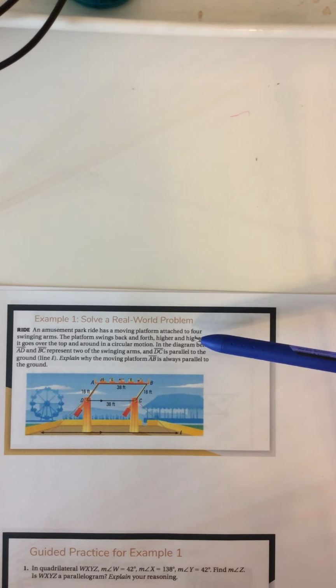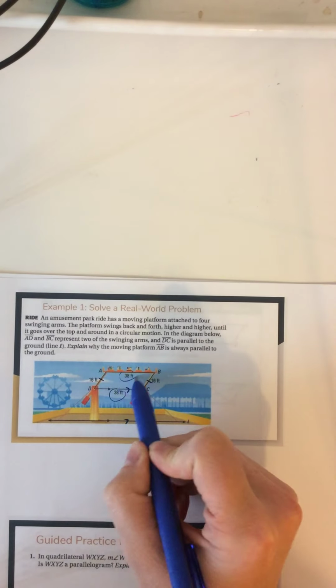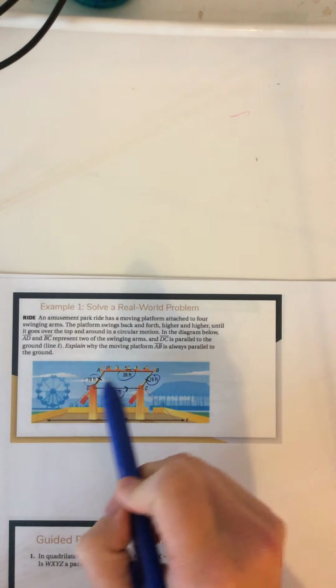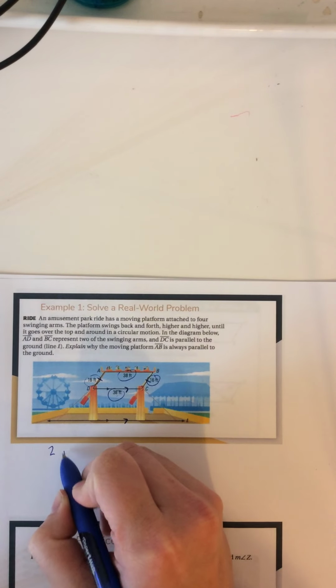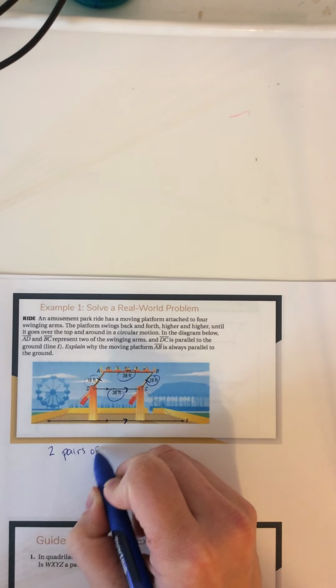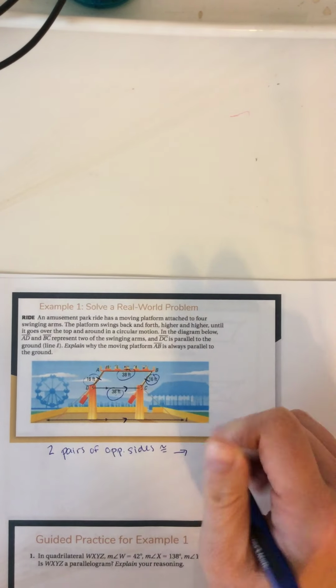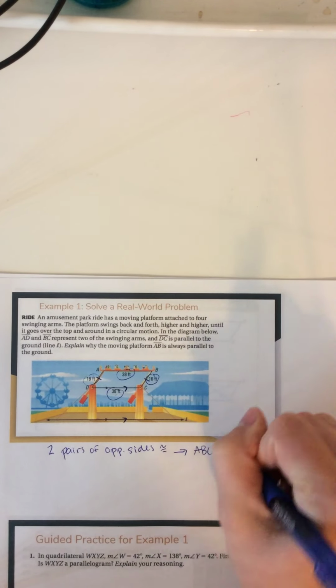So our first little bit of reasoning here is, okay, we're working with parallelograms, so let's show ABCD is a parallelogram. Even though it's swinging and the angles inside are changing, these lengths right here will always be the same. No matter what angle this is at, as it's going around and around, those lengths are never changing. And since we have 2 pairs of opposite sides congruent, we could say that ABCD is a parallelogram.